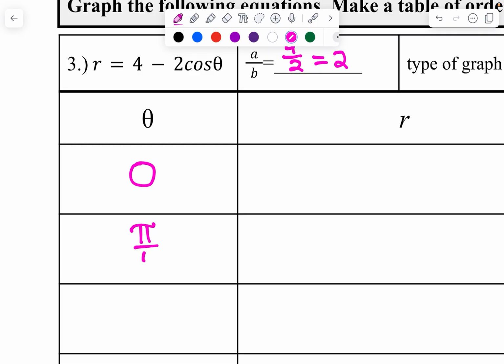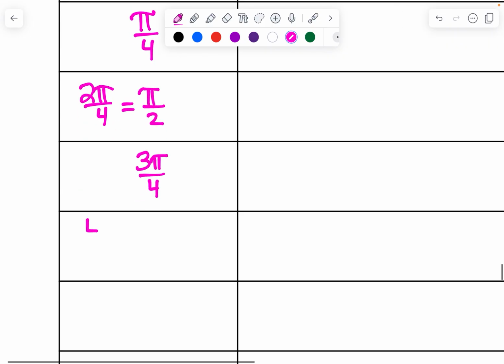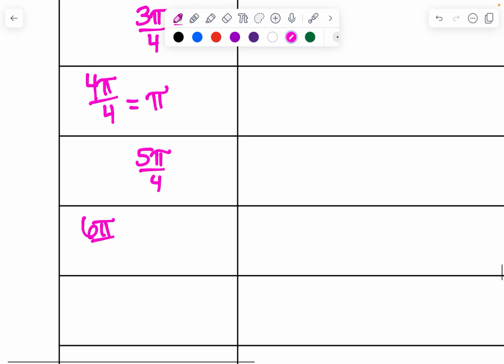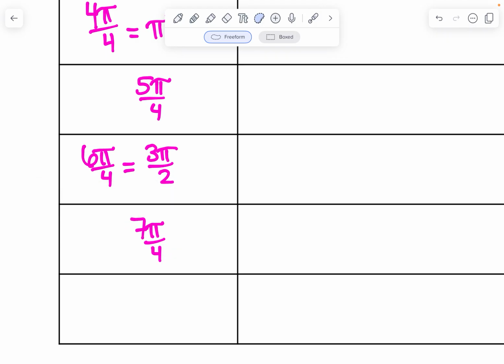So 0, pi over 4. Next would be 2 pi over 4, but that would reduce to just pi over 2. And then we have 3 pi over 4. And then we would have 4 pi over 4, but that will reduce to just pi. And then we have 5 pi over 4. 6 pi over 4, but that would reduce to 3 pi over 2. 7 pi over 4. And again, that one's not going to reduce at all. And then 8 pi over 4, which would reduce to 2 pi.